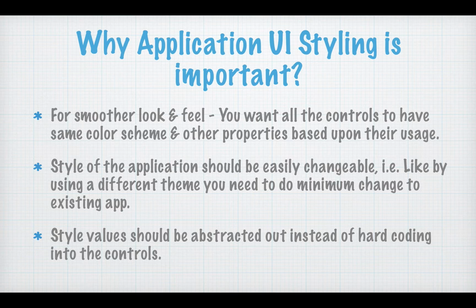Then, when you are building an application, you may want to expand that application with different color schemes. You want your application to be designed in such a way that you can easily change your colors and your themes without changing the base code of your application. So you can define the styles and abstract them away instead of hard coding them into the controls. And how can we do that? We will talk about it in this video.